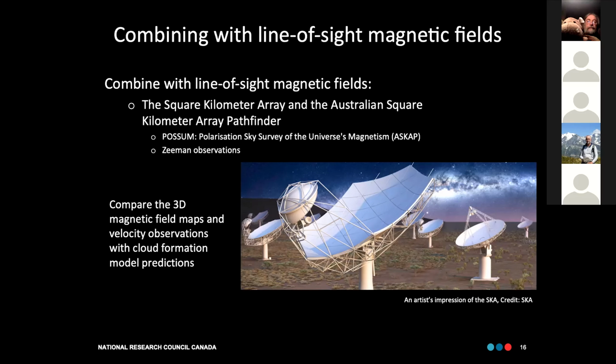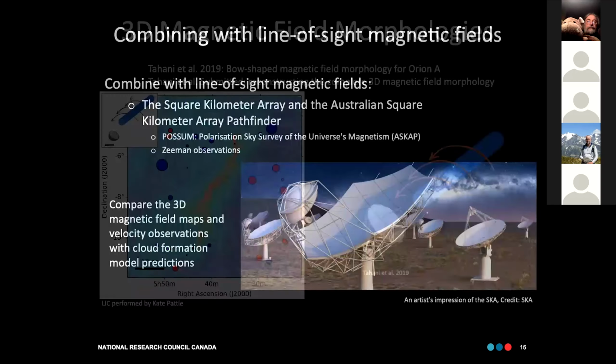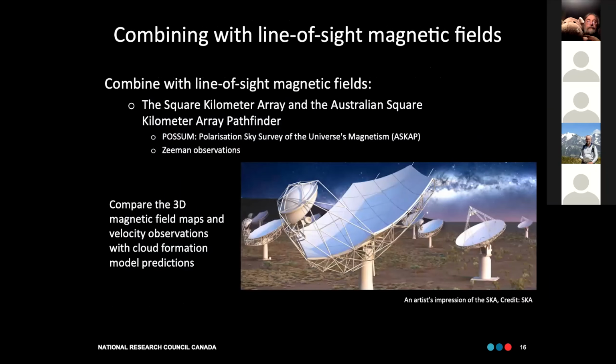And with these 3D magnetic field maps, we'll be able to compare these magnetic field maps as well as velocity observations against the cloud formation models. For example, recent papers submitted, as I mentioned here, predict a bow-shaped or arc-shaped magnetic field morphology that has been predicted in some cloud formation scenarios.